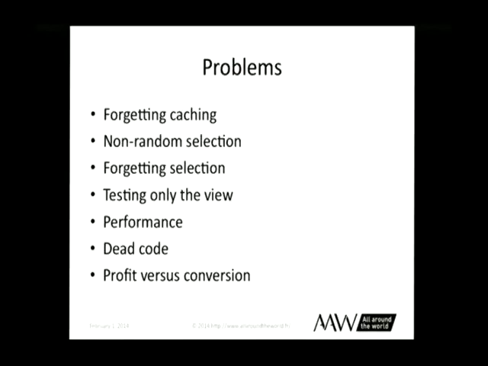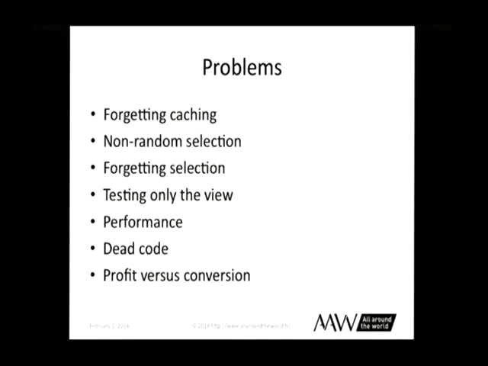Non-random selection. Oh, we're going to put new users in one group and returning users in another group, or men in one group, women in another group. No, that's not statistically valid. You need to randomly assign people to the different groups. What you can do beforehand is choose whether or not they're eligible for an experiment, but once you've decided whether or not they're eligible, randomly assign them to one of the groups.